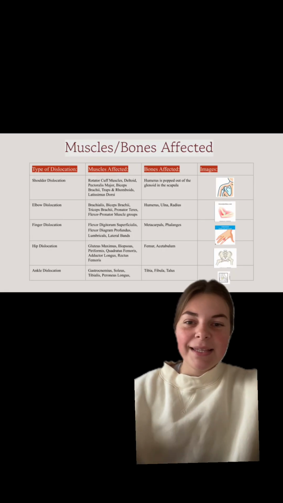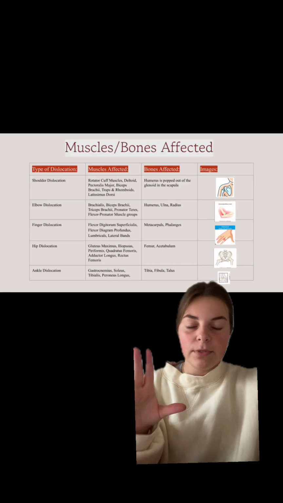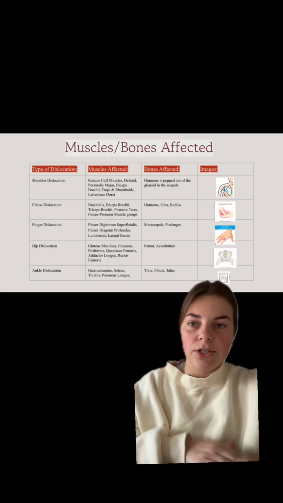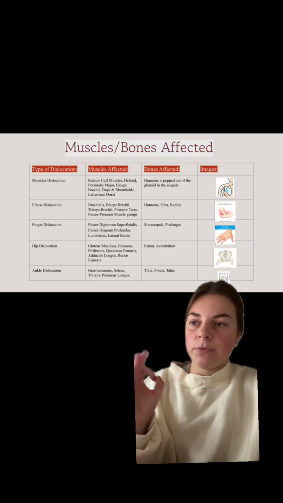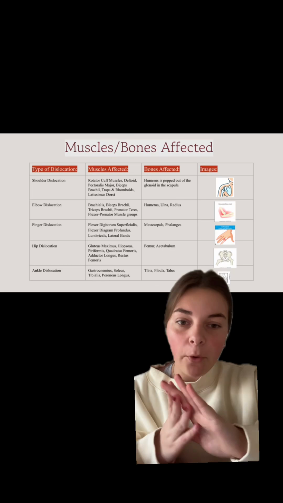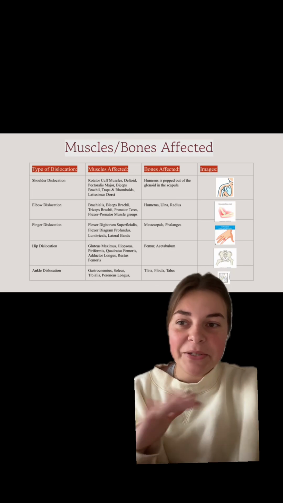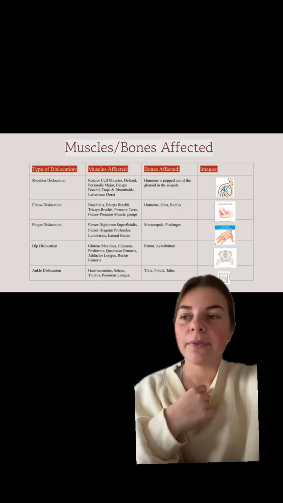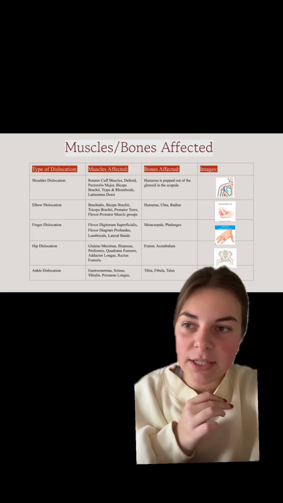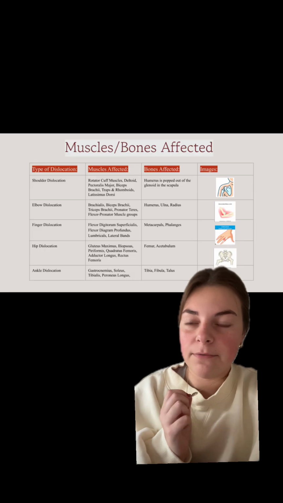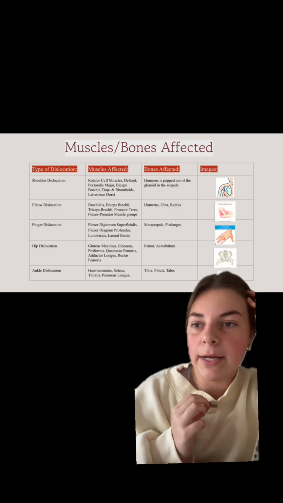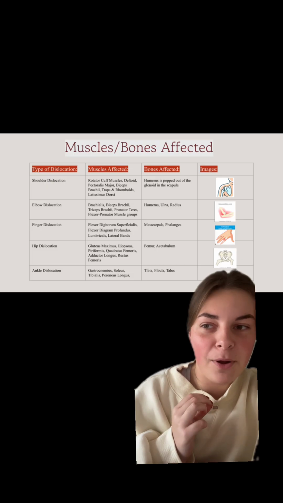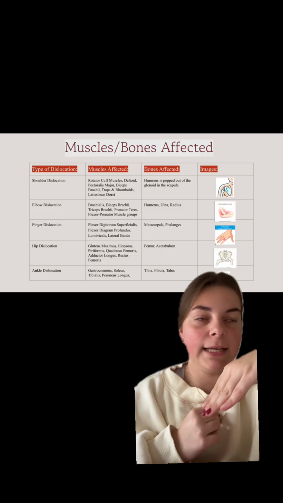Okay, so now it's obviously different muscles and bones affected for every single type of dislocation you have. For the sake of time, I'm just going to name a few from each type of dislocation. And I'm going to read directly from the list because there's just so many, I don't have all of them memorized. So starting off with shoulder dislocations, the rotator cuff muscles are affected, deltoid muscles, pectoralis major, biceps brachii, traps, rhomboids, latissimus dorsi. And I'm sorry if I'm mispronouncing any of these.